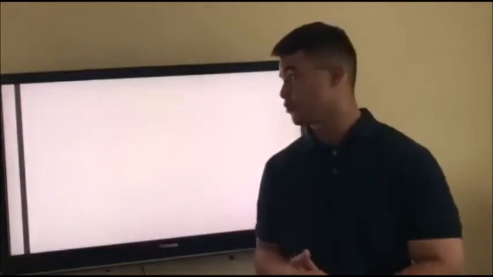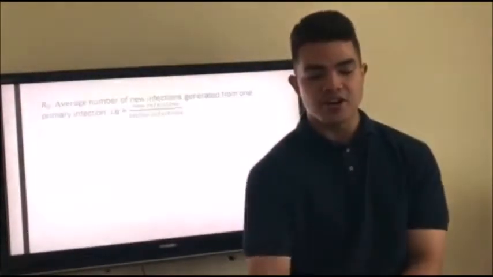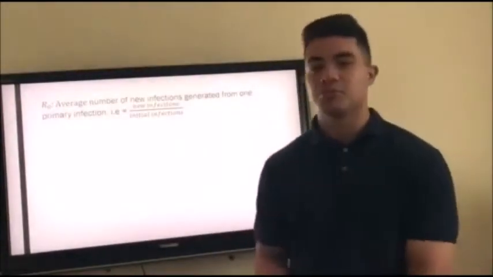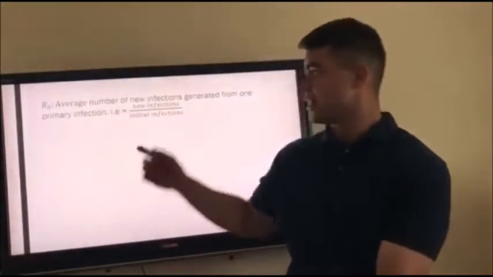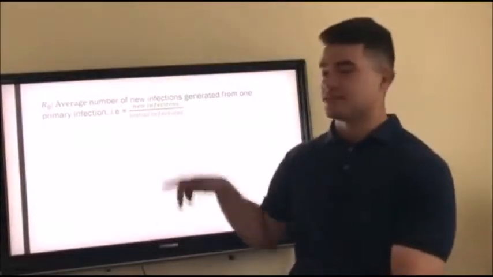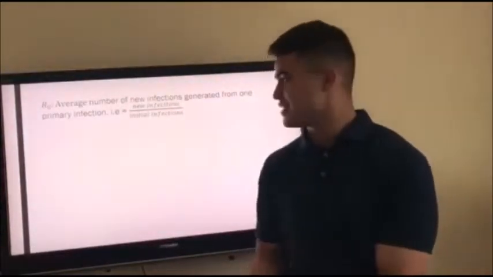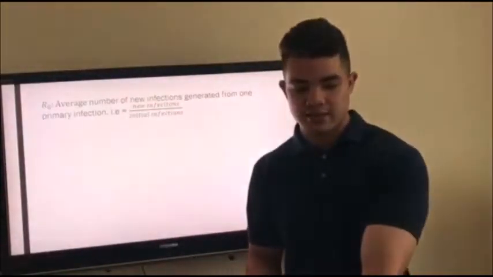So basically what I'm going to be talking about today is the basic reproduction rate, and that is a measure of how fast, or if at all, an infection might spread through a population. It's usually denoted as R0, and it's the average number of new infections generated from one primary infection, i.e. new infections over initial infections. This is a lot easier to see if I had a visual representation.